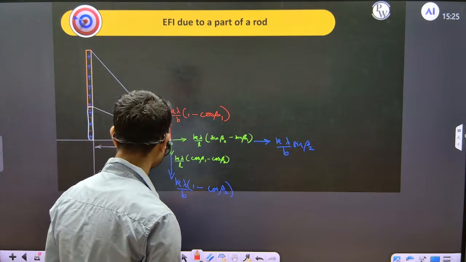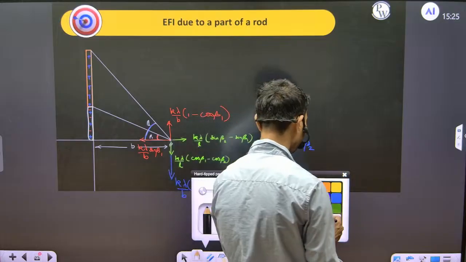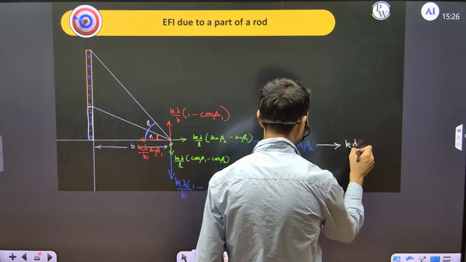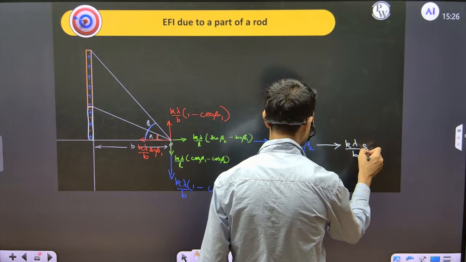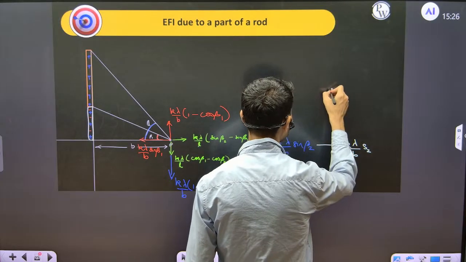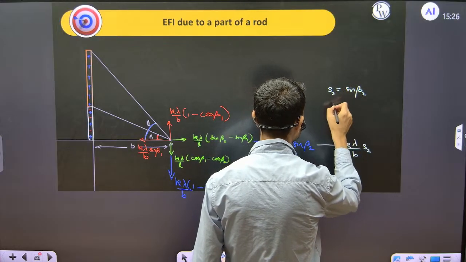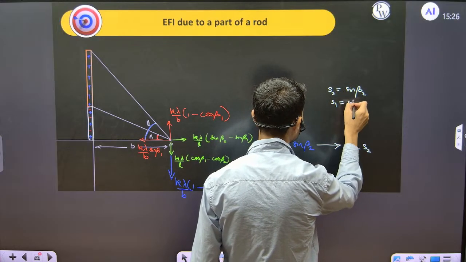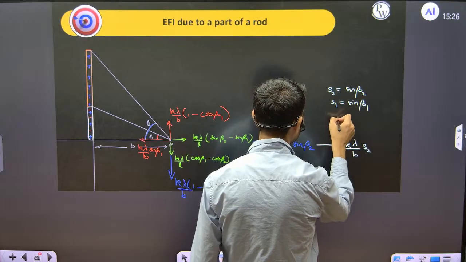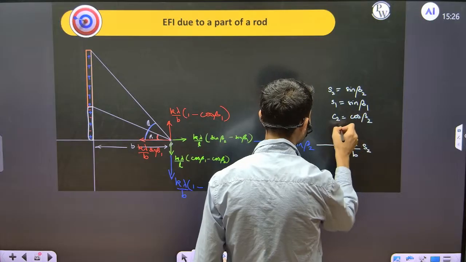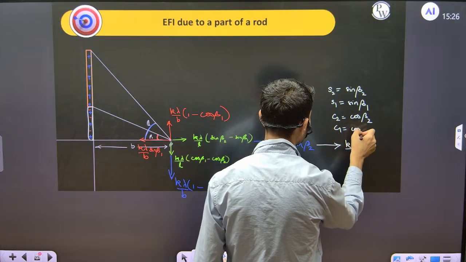Right? So how much is left in this direction? In this direction, how much is left? You have k lambda by b into s2. Let s2 be sine of beta 2, right? And s1 be sine of beta 1, and c2 be cos of beta 2, c1 be cos of beta 1.